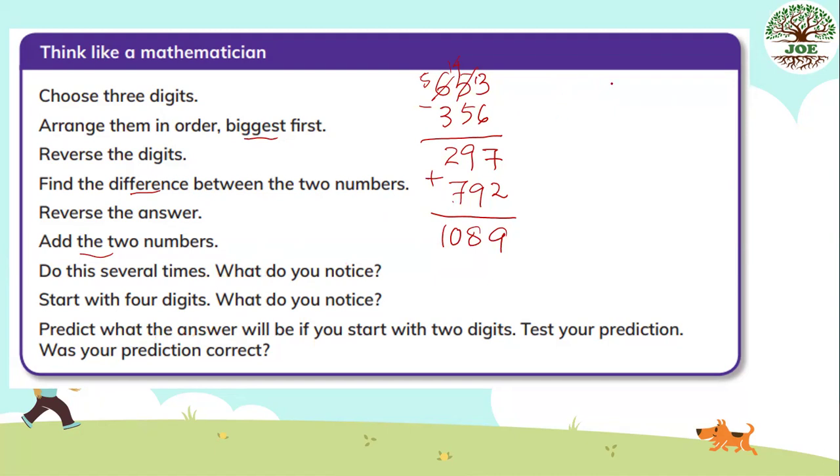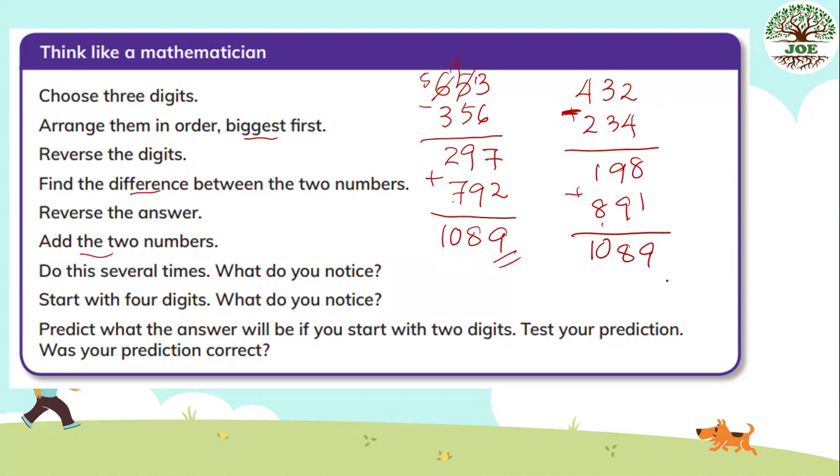Another one, let's see. 4, 3, 2. Okay, reverse. 2, 3, 4. Subtract them. So the answer is 198. And reverse the digits. 891. Add them. How much? 1089. So you got the same answer.